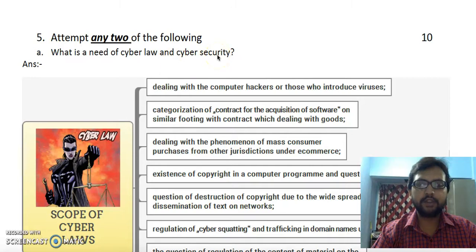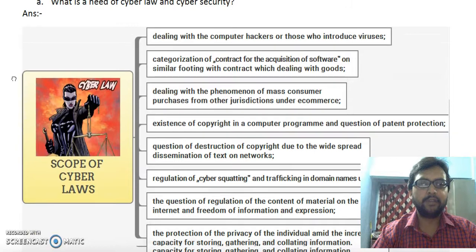Basically, we are going to first talk about the scope of cyber law. I have added some extra points here so that we can use them in different answers as well. If we don't find the exact same question, then also we can answer any question which the university asked on cyber law and cyber security. So first, what is the scope of cyber law?